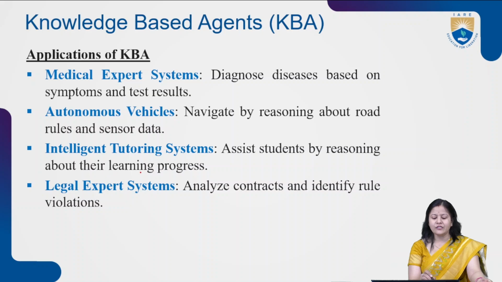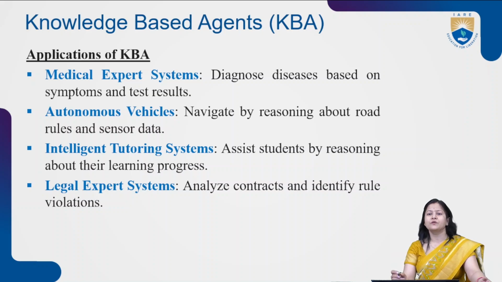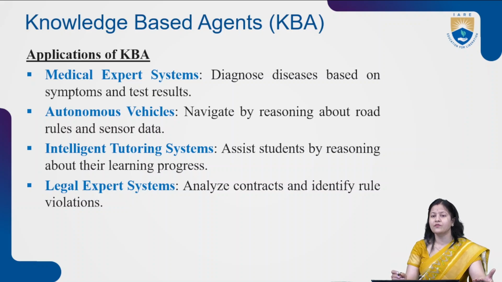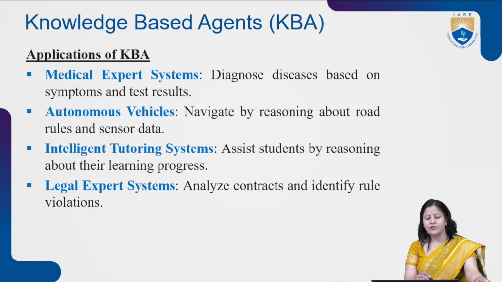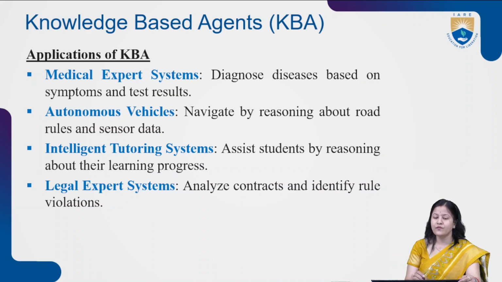Third, the intelligent tutoring system. It assists students by reasoning about their learning progress. So many inputs would be there in the intelligent tutoring system, and it is also like a knowledge-based agent. They can assist the student with their progress or their further studies. And the next one is legal expert systems, which are used to analyze contracts and identify violations.